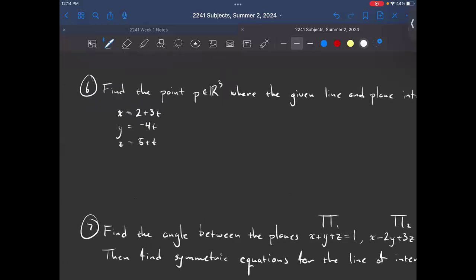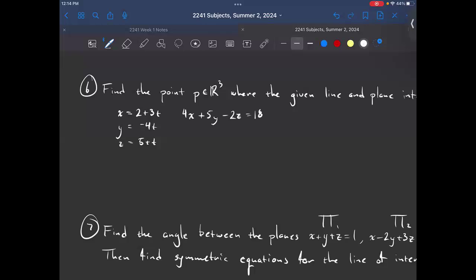Our plane is going to be given by this equation, 4x plus 5y minus 2z equals 18. And I want to find the point where these guys intersect.